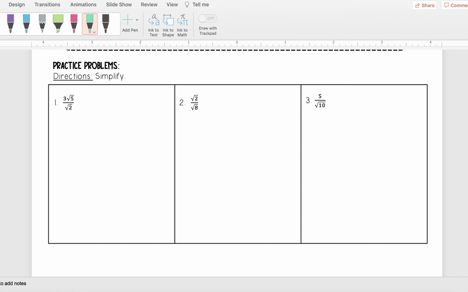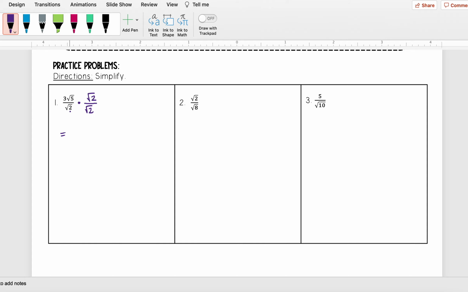So let's look at some examples of rationalizing the denominator. For number 1, I have this square root of 2 on the bottom and I want to get rid of it. Well, we learned from that previous video, to get rid of it, all I need to do is multiply top and bottom by that radical, because that creates that perfect square.